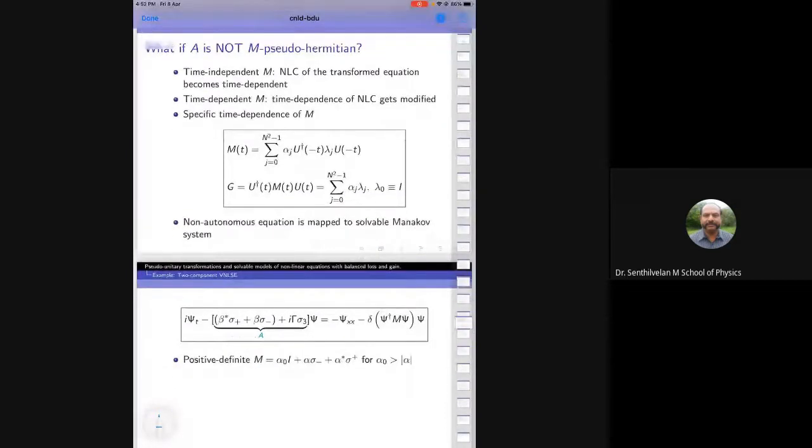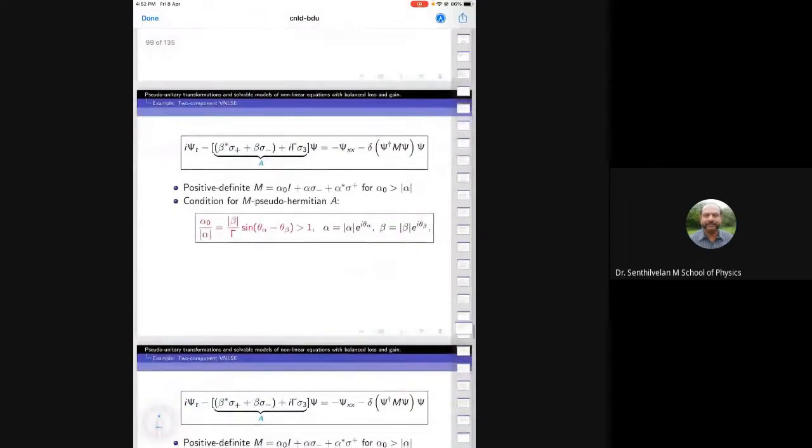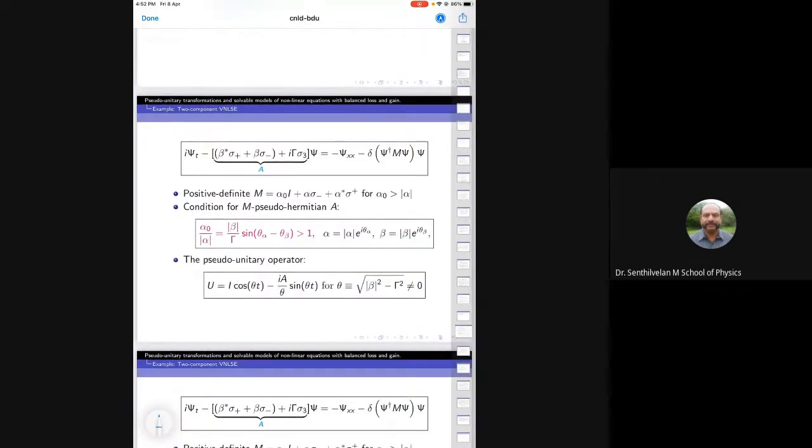And then finally, back to the two-component case after all this general method. Here we construct a positive definite M with this condition, and then M is pseudo-Hermitian for the given M and A. This is the condition, where we have defined alpha and beta as complex parameters with polar decomposition, and this is the condition. If this condition is satisfied, then we have pseudo-Hermitian A. If we get M pseudo-Hermitian A, that means psi is mapped to the Manakov system exactly without any extra time dependence. In order to calculate the power oscillation or exact solution of U, where psi is multiplied by e to the power minus iU, we have to find the expression of U. Those who are familiar with the Baker-Campbell-Hausdorff formula can use it to find the expression of U from this.